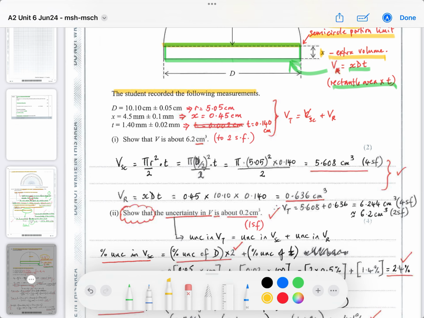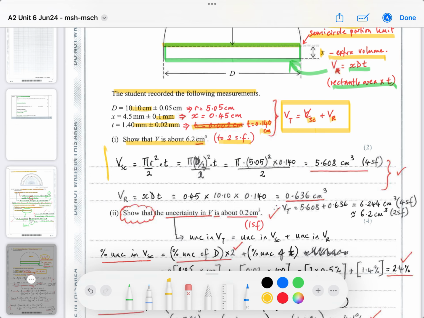And just to annoy you, they've given one in centimeters, this in millimeters, and this in millimeters with the uncertainty. Okay? I almost made a mistake of writing the uncertainty rather than the measurement for the thickness. So you know the total volume is going to be the volume of the rectangular part added to the volume of the semicircular part, which is what my notation is showing. And you've got to show that the total volume is about 6.2 centimeters squared, to two significant figures.